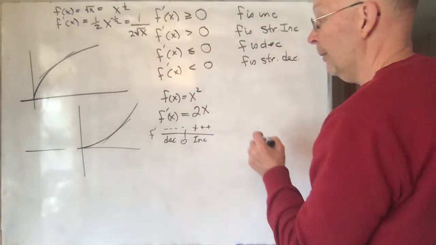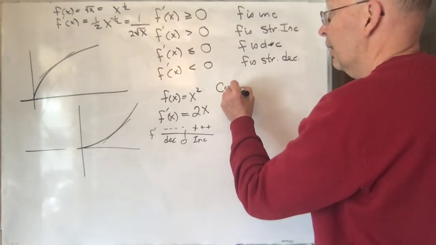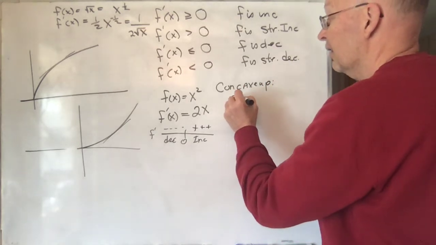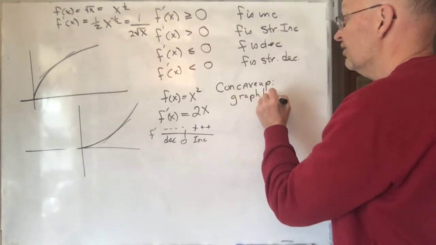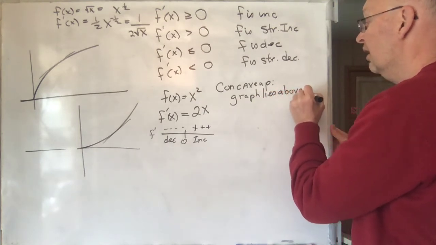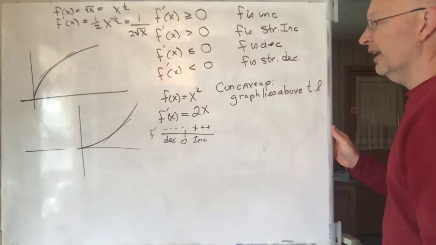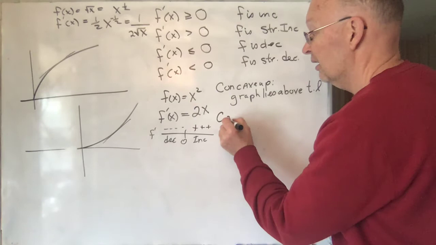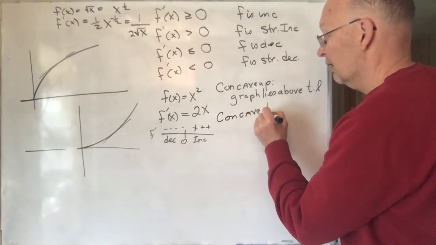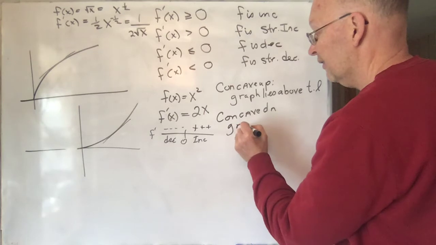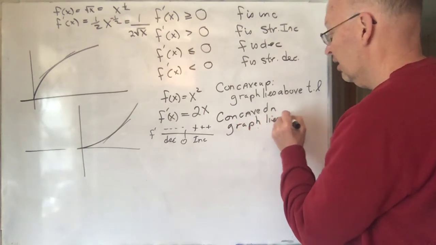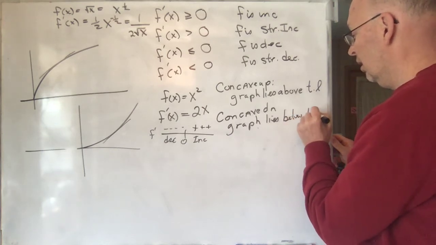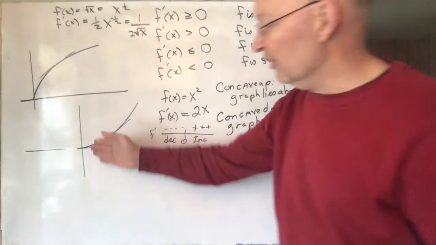So concave up means the graph lies above the tangent line. I'll just write TL for tangent line. Okay? Concave up. Concave down, as you'd expect, the graph lies below the tangent line. Okay, at least on this interval. We're just talking about intervals.